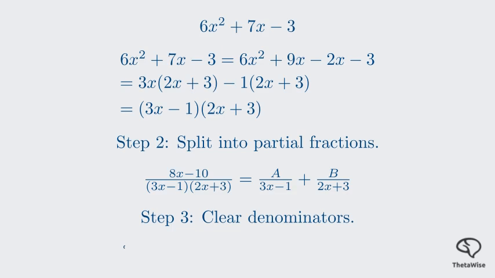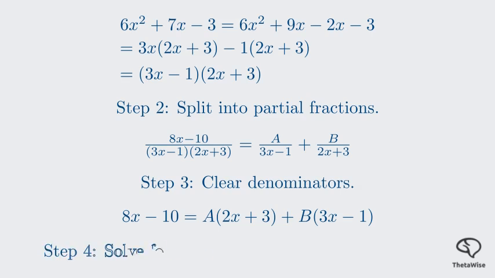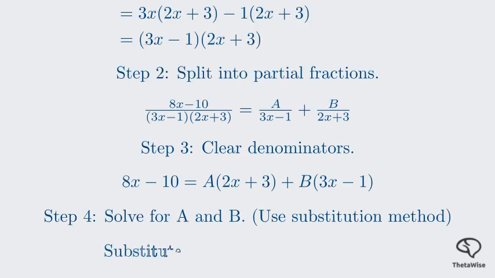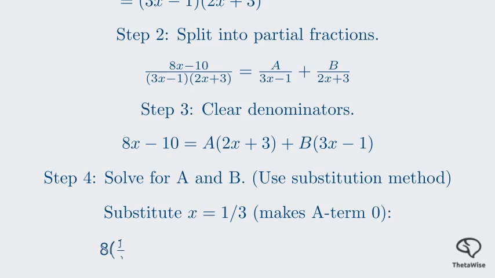Step 3. Clear the denominators by multiplying both sides by the denominator, 3x minus 1 times 2x plus 3. This simplifies to 8x minus 10 equals a times 2x plus 3 plus b times 3x minus 1. Step 4. Solve for the constants. Let's use the substitution method again. To find a, we substitute x equals 1/3, which makes the b term 0.